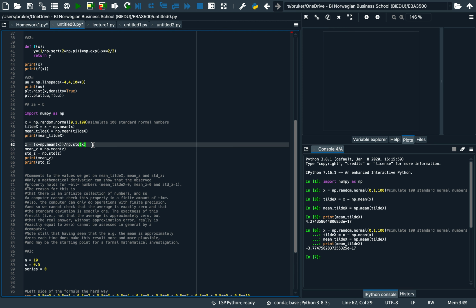Then we are in B asked to standardize these x's, and to standardize we have to subtract the mean and divide by the standard deviation. So therefore, to standardize the x's, I take the x's minus the mean of the x's and divide by the standard deviation. And now I got 100 standardized variables.